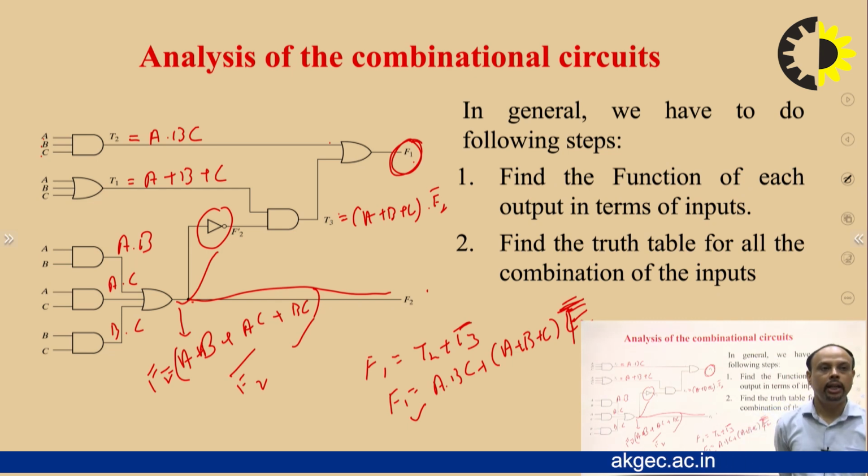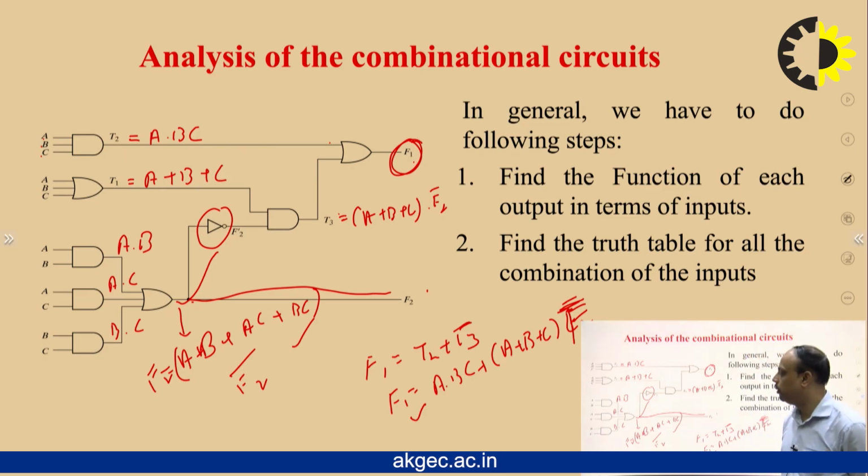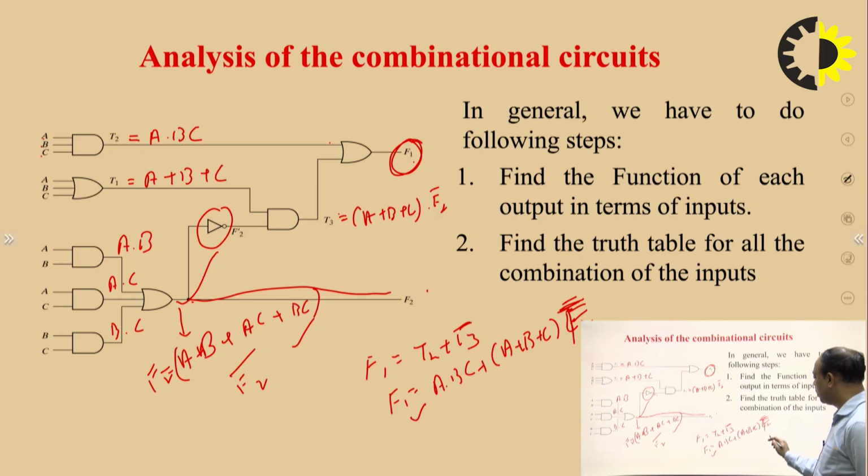Now, after finding these functions F1 and F2, we have to make the relationship table between the input variables and the output variables, and this is also known as the truth table. For the truth table, all the possible combinations of inputs A, B, C are written as 0, 0, 0, 0, 0, 1, 0, 1, 0 up to 1, 1, 1, and all the outputs, that is F1 and F2, are written over here, and with the help of these functions we have to find out the values of F1 and F2.